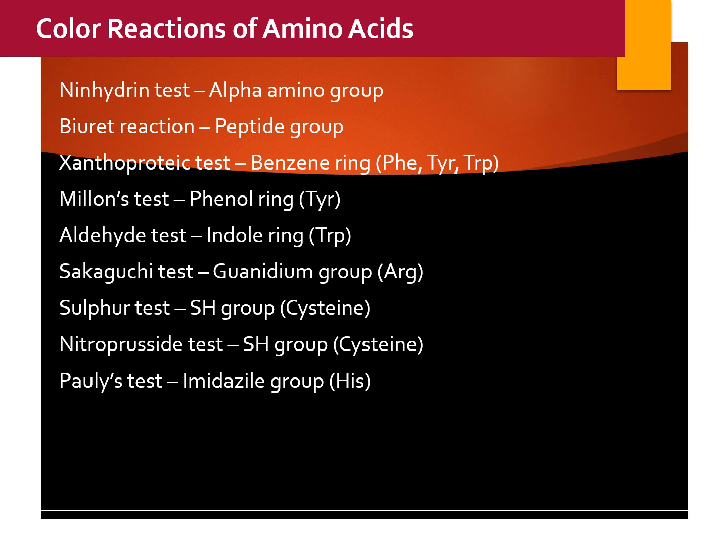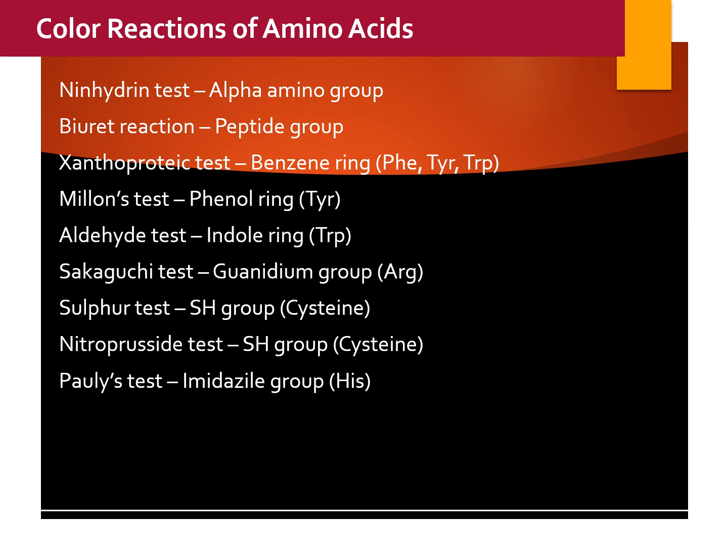Then these are the color reactions of amino acids. Ninhydrin test is given by all alpha amino acids. Biuret test is given by the peptide group. Xanthoproteic test is given by the benzene ring present in phenylalanine, tyrosine, and tryptophan. Millon's test is due to the phenol ring present in tyrosine. Aldehyde test is given by the indole ring present in tryptophan. Sakaguchi test is characteristic of arginine and is due to the presence of the guanidium group.